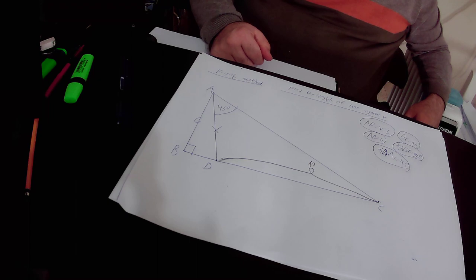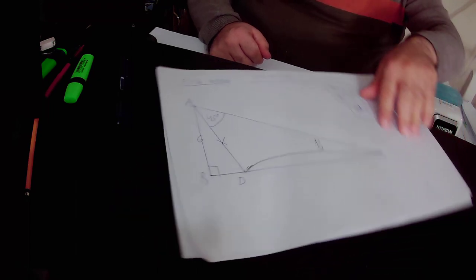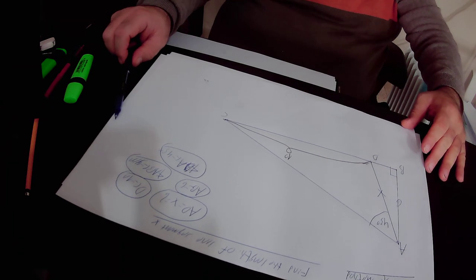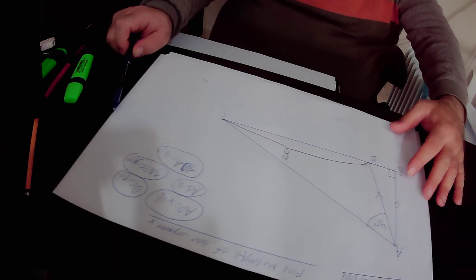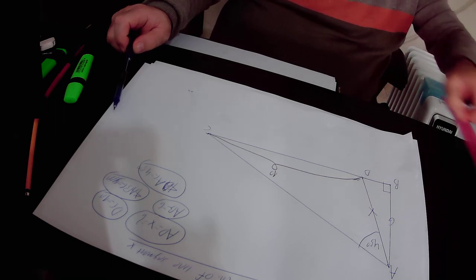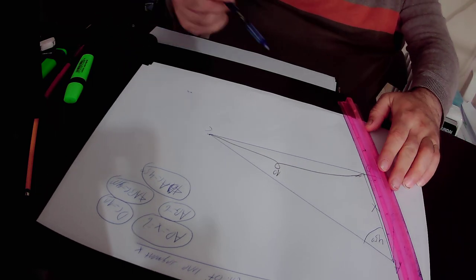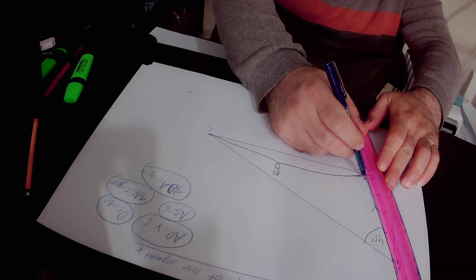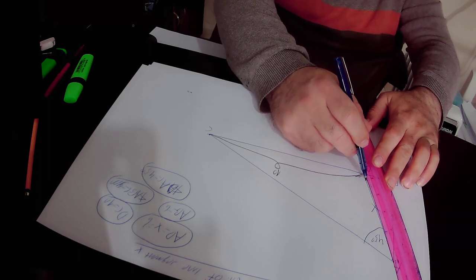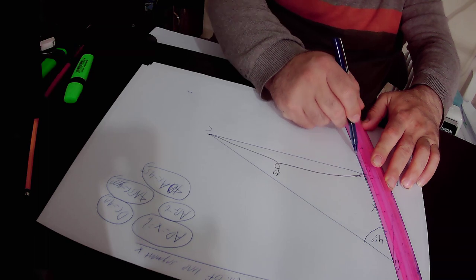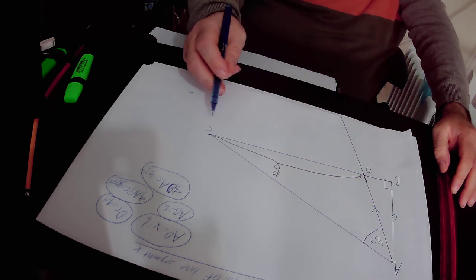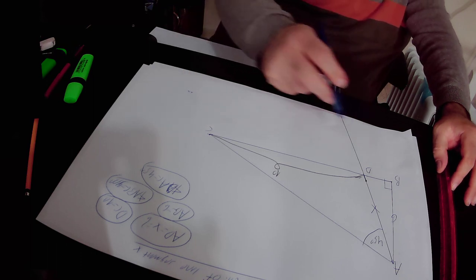So we start with the first method. In the first method, we will do a construction. We will extend line segment AD by a straight line. And from point C, we will draw a perpendicular to the extended AD.